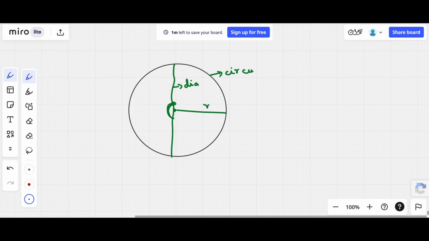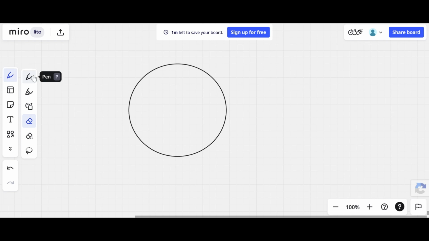I'm clearing this off for everybody so that you all are starting from the basics. After that, let us see what is a chord. What is a chord? This is a chord which touches both sides of the circumference, isn't it? And the longest chord is the diameter. Remember that. Longest chord is the diameter.